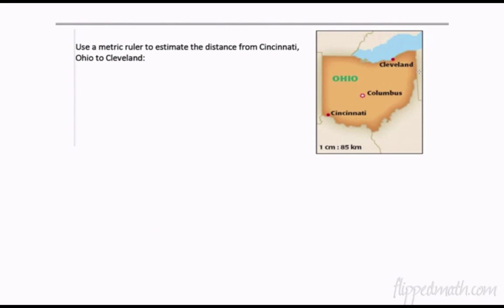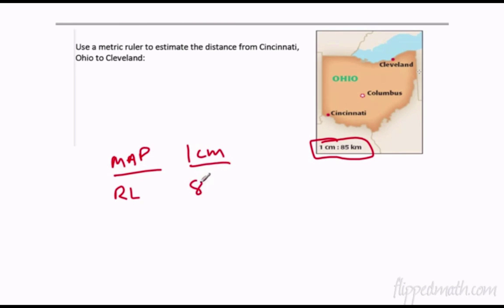It's the same type of thing when you have maps. 1 centimeter equals 85 kilometers. Well, I'm already going to set it up. All right, so on the map, we have real life, so I'll use RL. I don't know what else you want to use, but this is 1 centimeter is 85 kilometers in real life. So now you have to do the work.